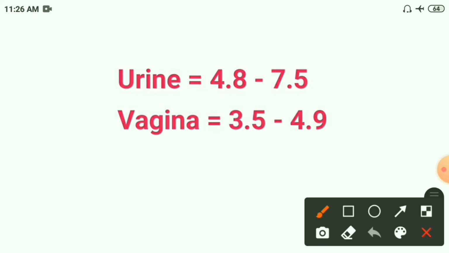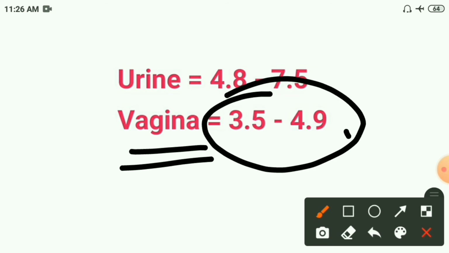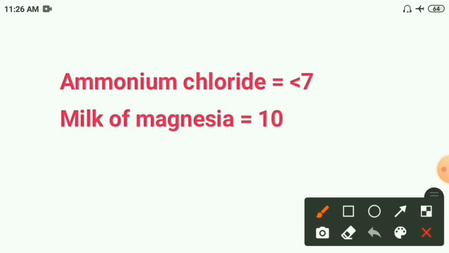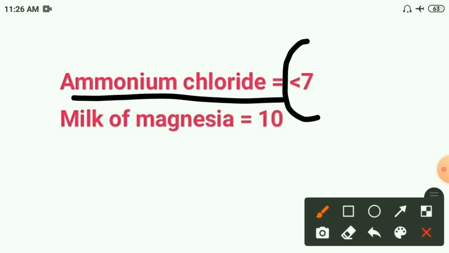And pH value of vagina is between 3.5 and 4.9. Now we can look at the pH value of ammonium chloride, that is less than 7.